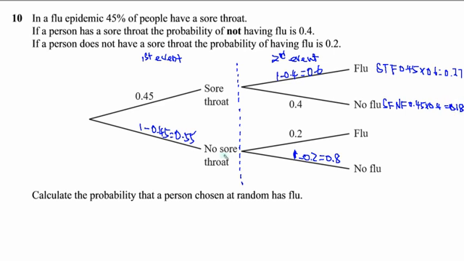This one is no sore throat, and then got flu. So the probability will be taking this 0.55 times 0.2. This gives you 0.11.